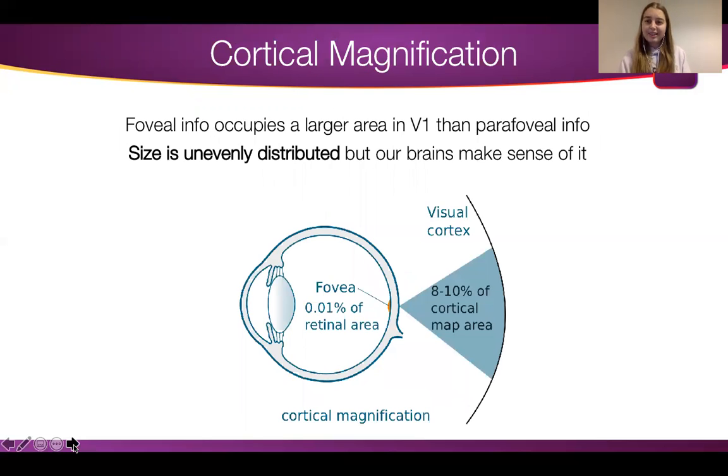The next way that the visual cortex is organized is using cortical magnification. As you know, the fovea is the area where there are the most cones, and that means that's where you get the clearest image from. So information coming from the foveal area actually occupies a larger area in the V1 than parafoveal information or information from outside of the foveal area. So size is unevenly distributed, but our brains can make sense of it.